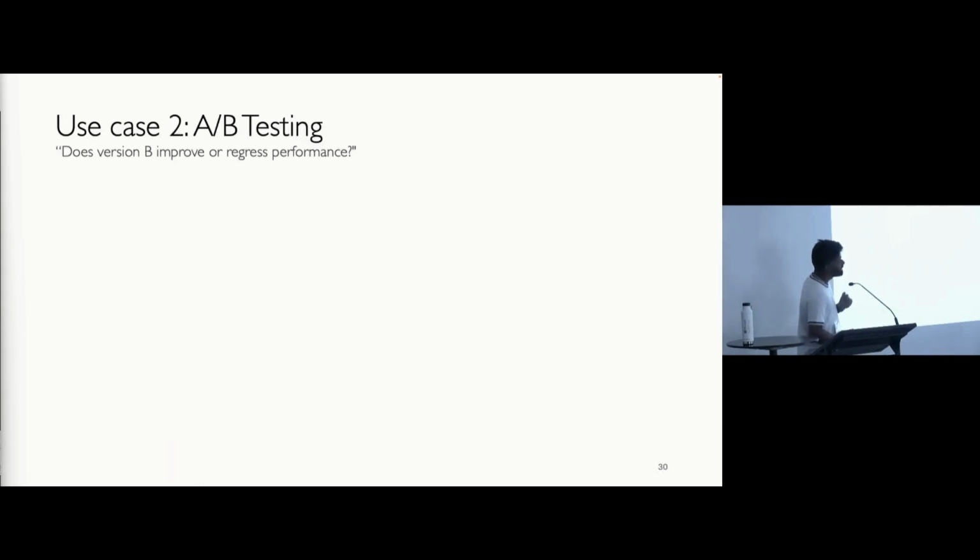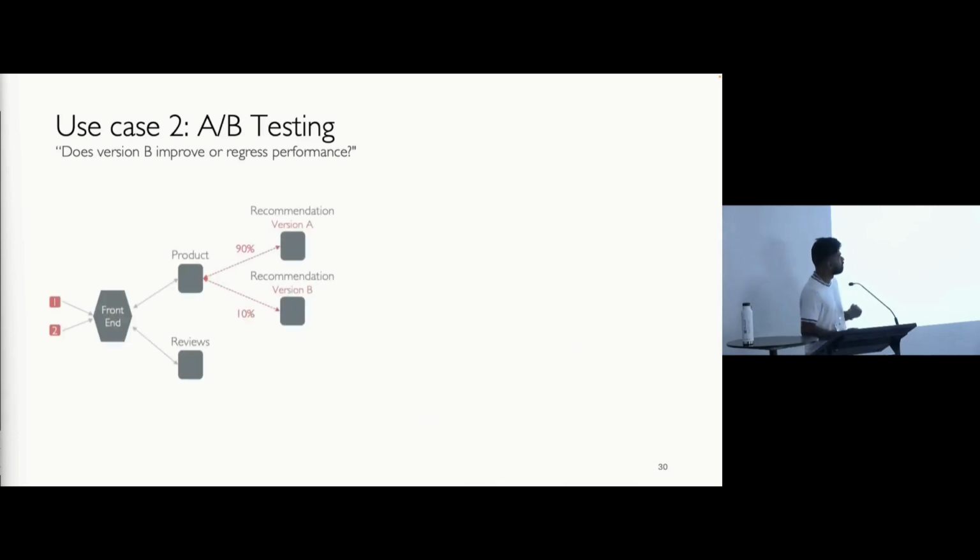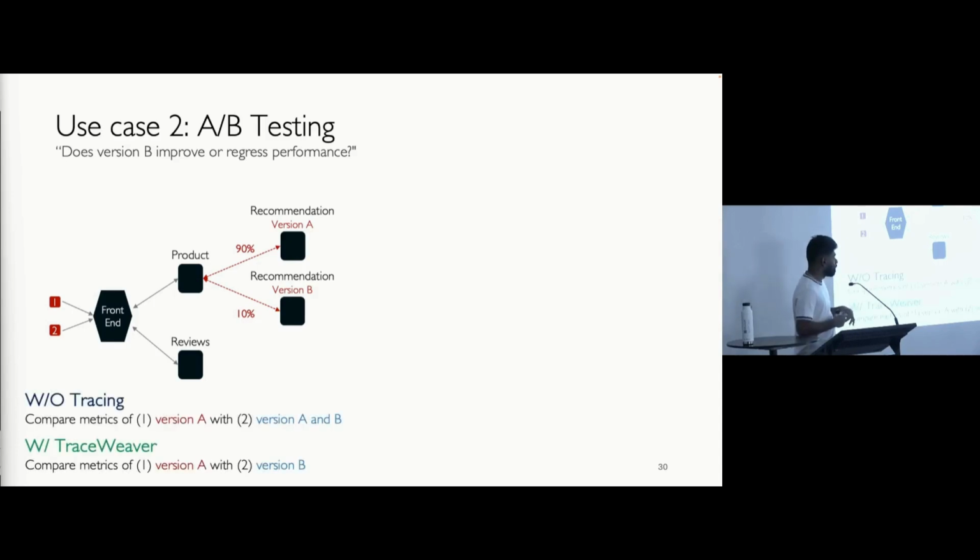The second use case we talk about is A/B testing, where the idea is to ask, does version B improve or regress performance? Usually the way A/B testing is done is that, let's say in this case, you have version B of a service, and you send a small fraction of traffic to that version. The problem is that without tracing, and let's say you have two requests, you don't know if request 1 ended up at version A or version B, right? So all you can do without tracing is compare metrics in a world where requests were only being sent to version A with a version where requests were being sent to both version A and B. With TraceWeaver, albeit the accuracy might only be 90%, you can compare metrics of requests that went to A and B directly, right?